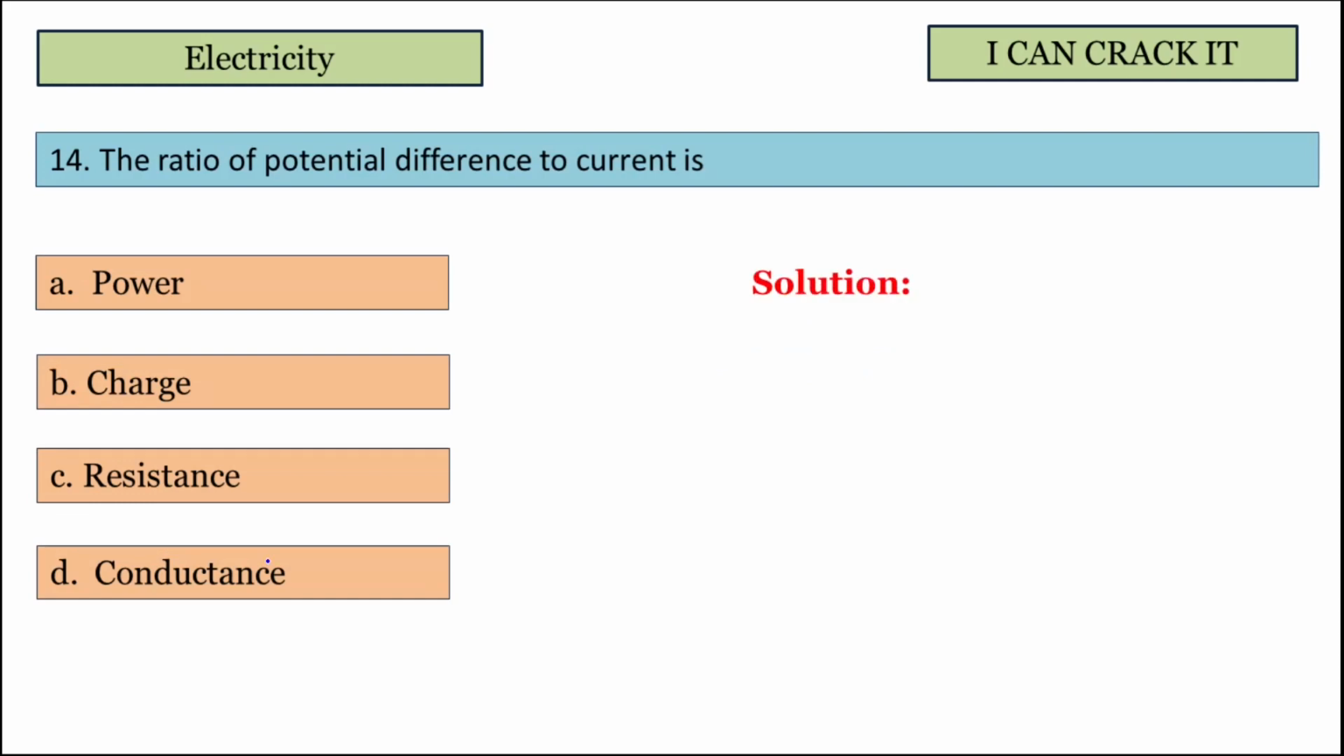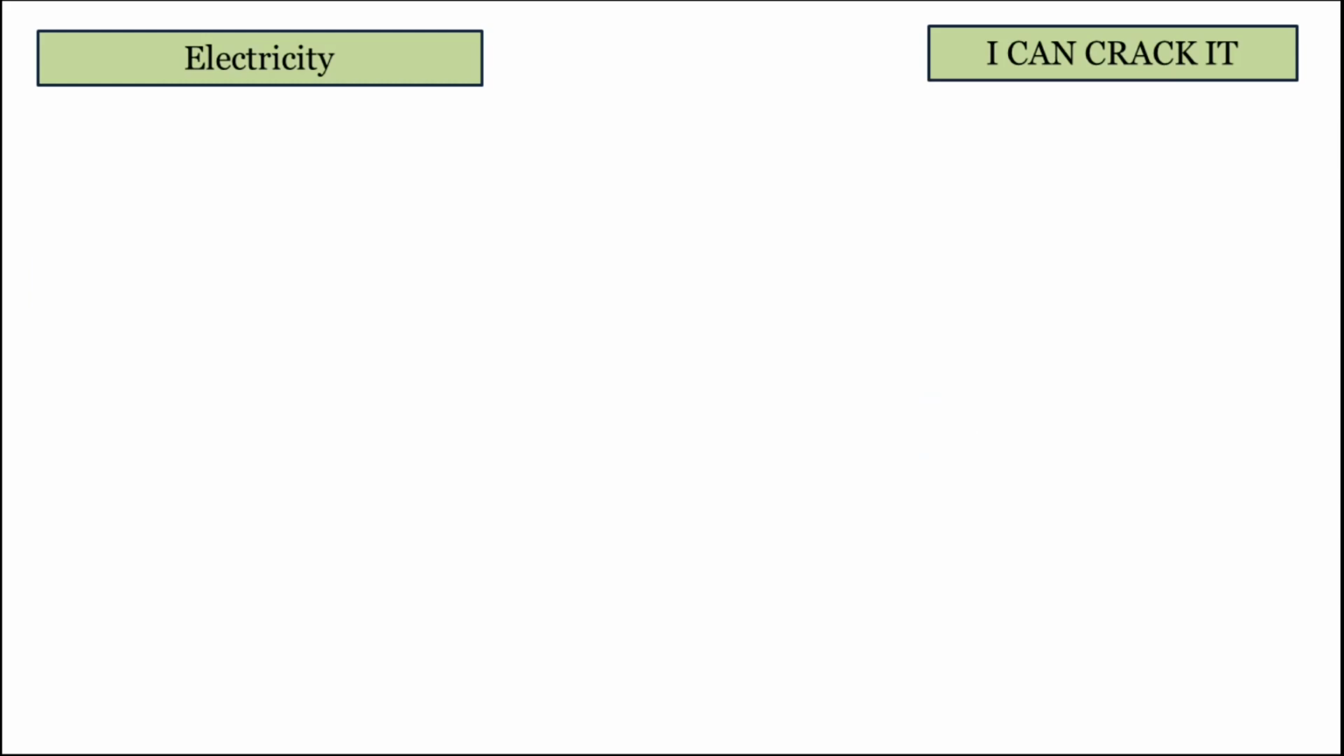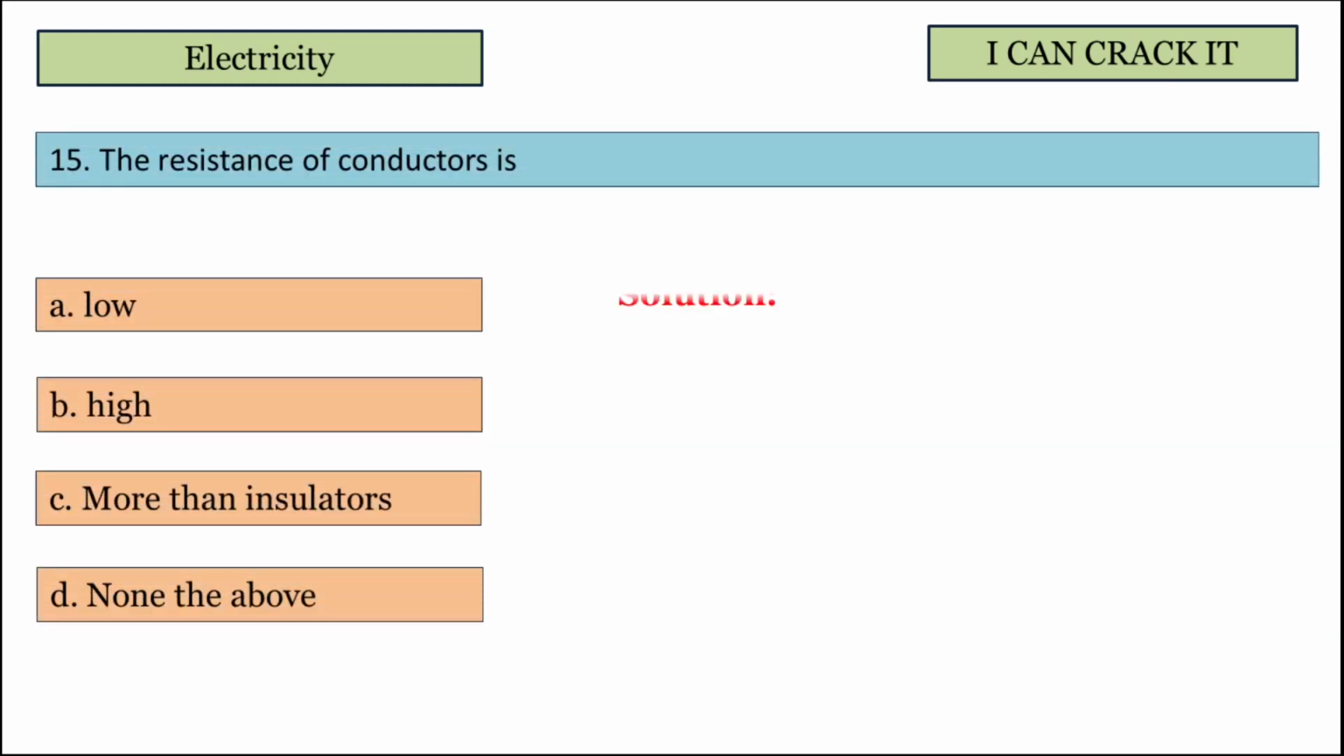The ratio of potential difference to the current. See, potential difference means V. Current means I. What is this ratio they are telling? According to Ohm's law, V is equal to I into R. If you take V here, I here, it divides, so you get R is equal to V by I. So the ratio of potential difference to current is resistance. So which option? Option C, resistance. Right. Let's see the 15th question now.